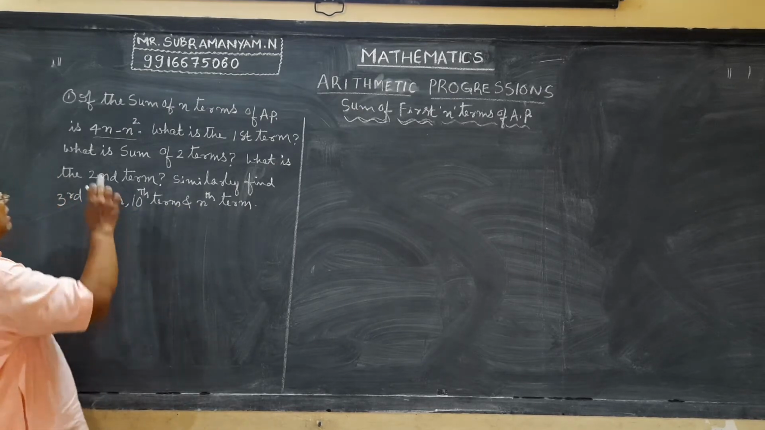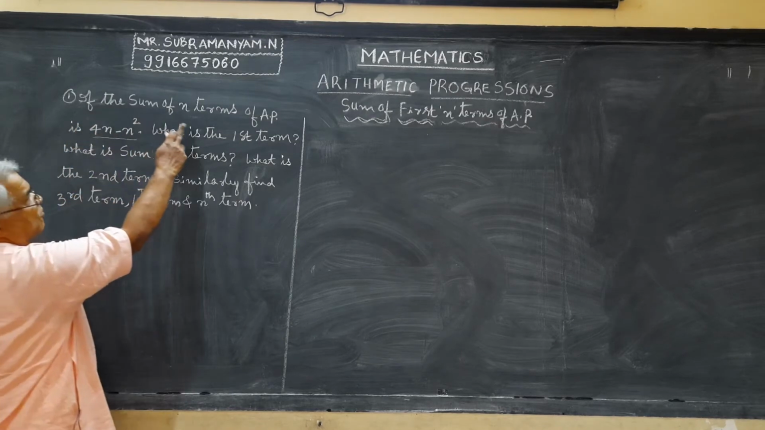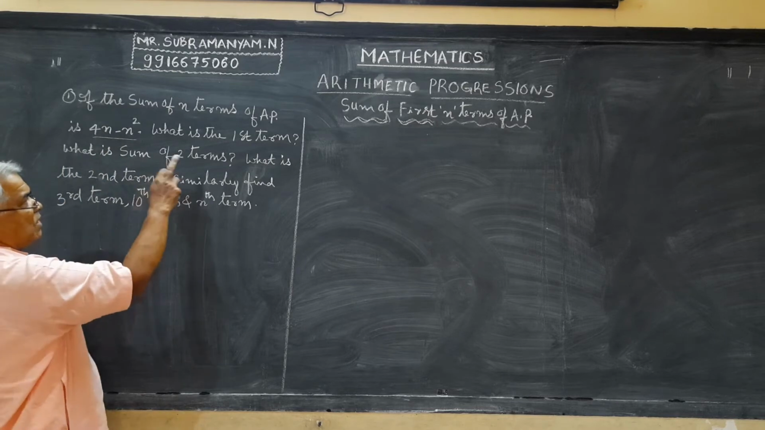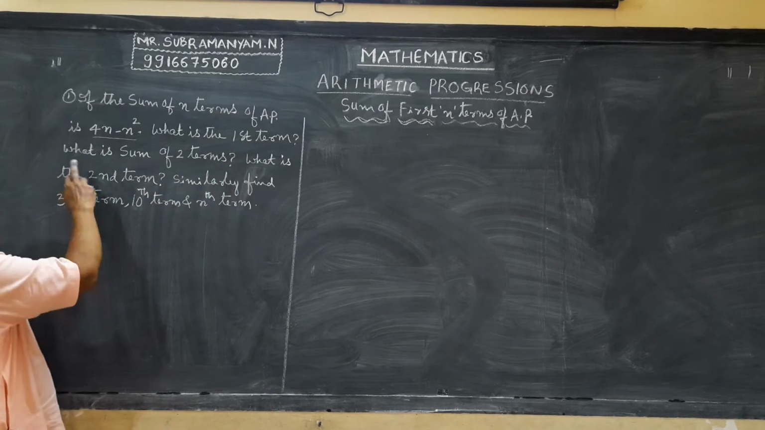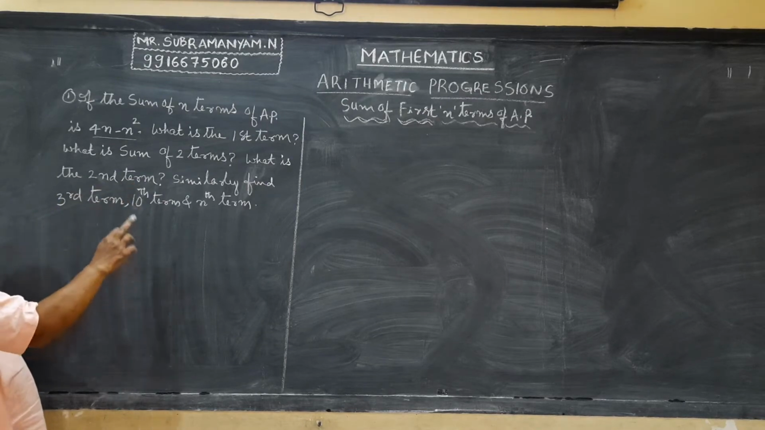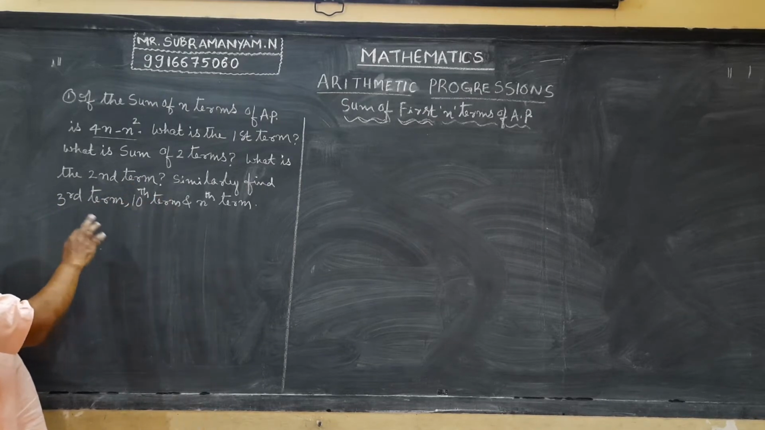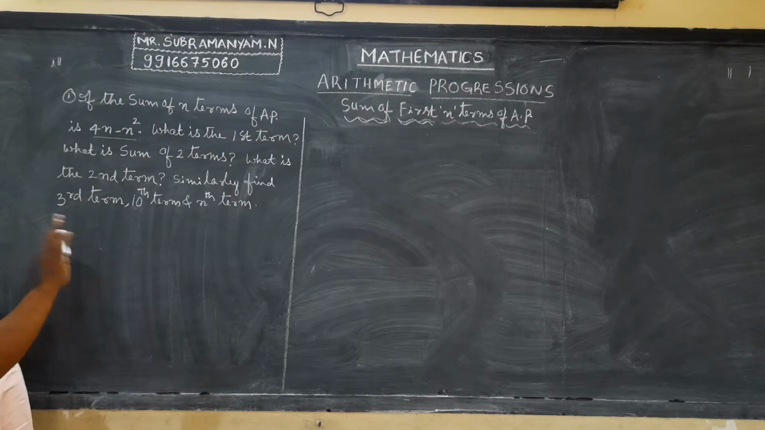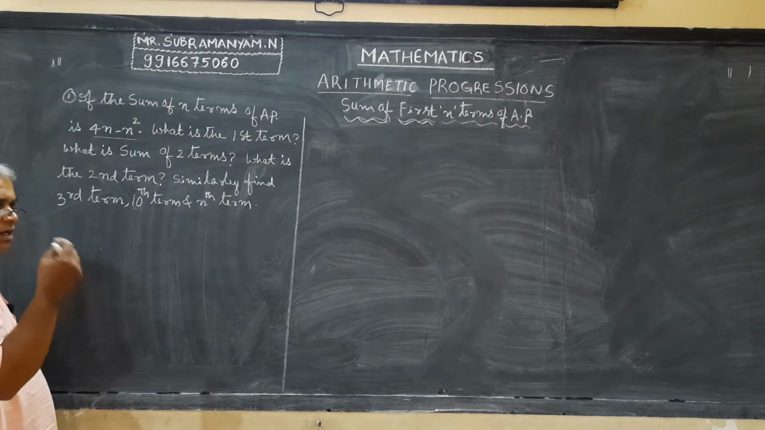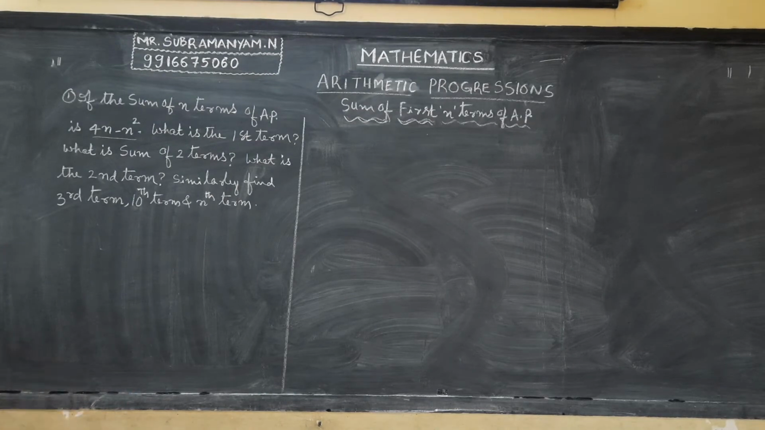So, let us read the problem. If the sum of n terms of an AP is 4n minus n square, what is the first term? What is the sum of two terms? What is the second term? Similarly, find the third term, 10th term and nth term. So many problems are included in this problem. Okay. Now, let us try to solve this problem.